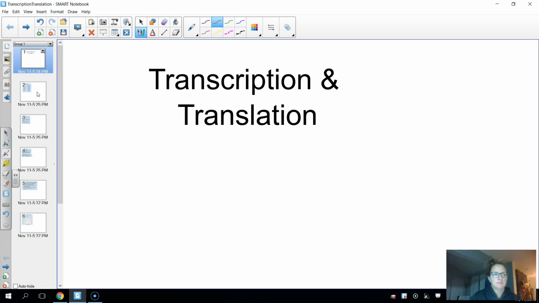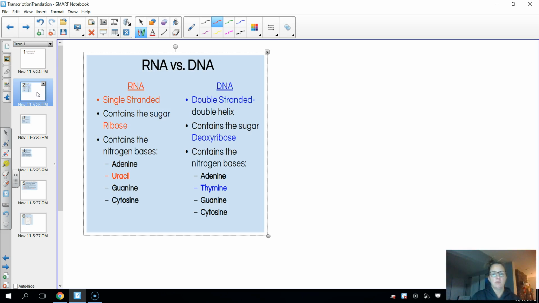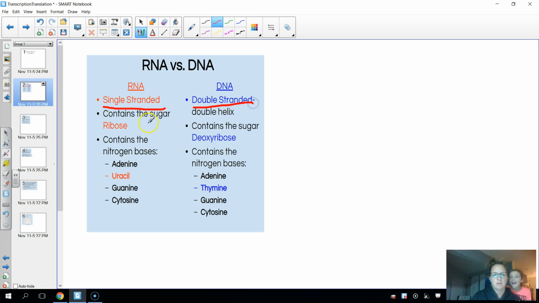So anyways, what are the similarities and differences of RNA versus DNA? One unique thing is that as far as the strands, RNA is a single strand and DNA is a double strand. Another key difference is that RNA has the sugar ribose, hence the R in RNA, and DNA has the sugar deoxyribose, which is the D.